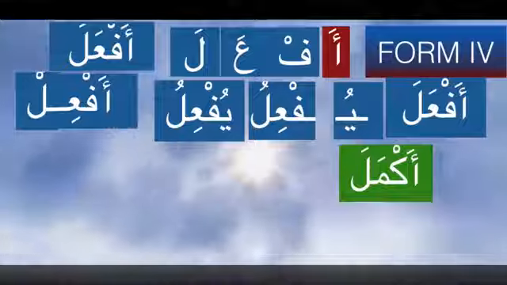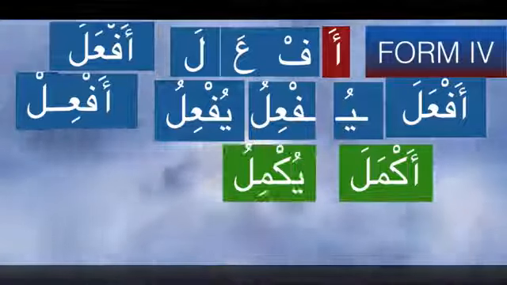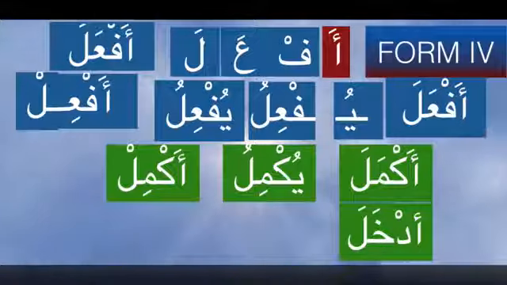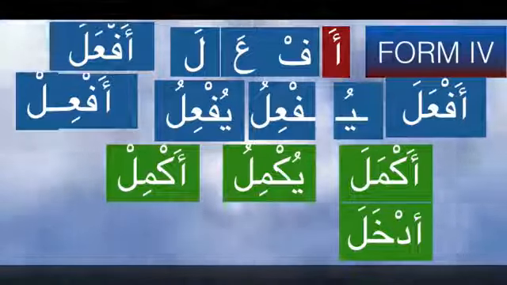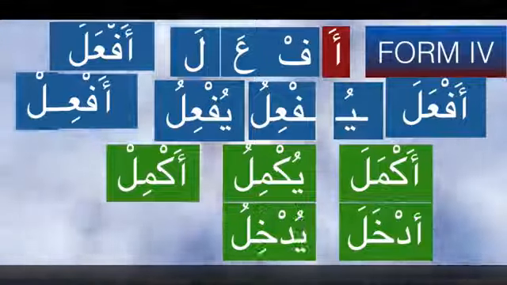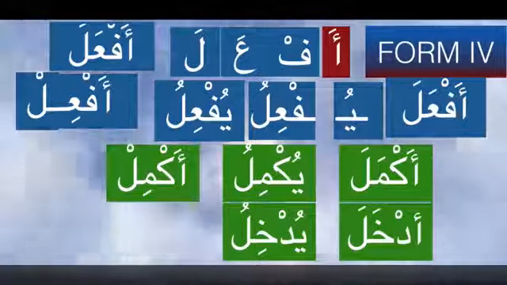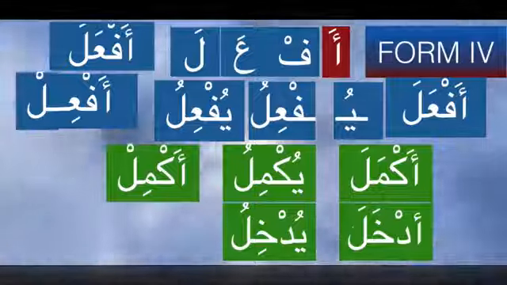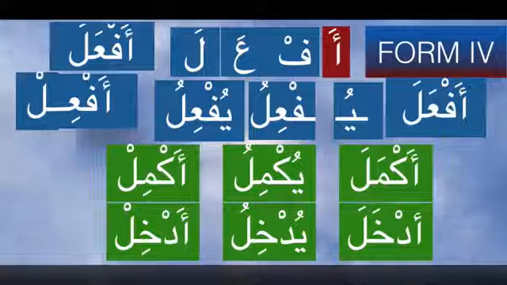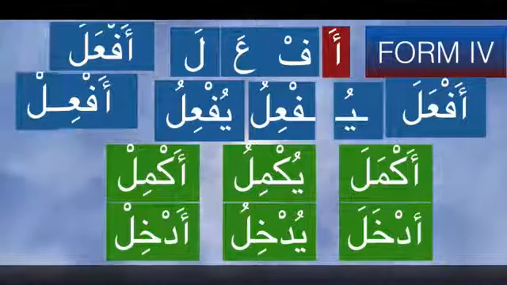So let's give some examples. Akmala, he completed. Yukmilu, and akmil, complete. Adkhala, he entered. He took something and he entered. Yudkhilu, he is taking something in, and adkhil, to enter something. Adkhil. So that's form 4.